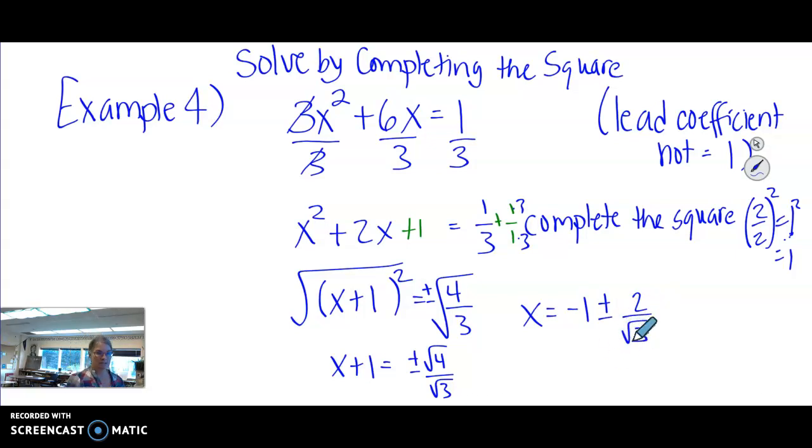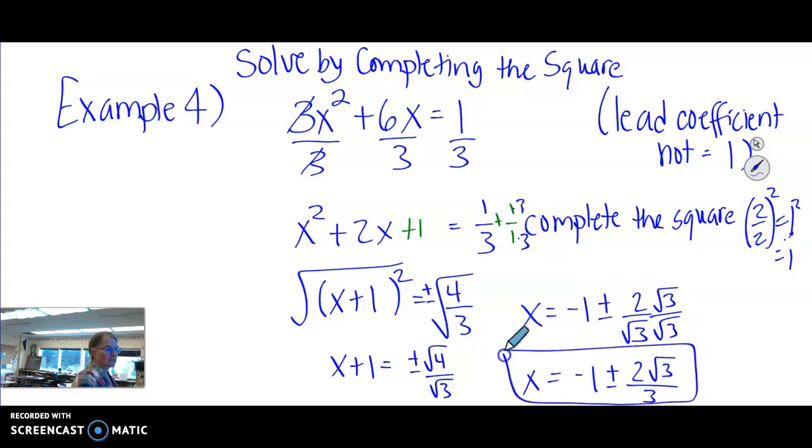And that answer is just fine, except usually what we do is we try to rationalize the denominator when you have a square root in the denominator. And you do that by multiplying by the square root of 3 on the top and on the bottom. And so we get x equals -1 plus or minus 2 times the square root of 3 over the square root of 3 times the square root of 3, which is just 3. And that would be your answer. You could also find a common denominator for the -1 and add them together, but this is fine.